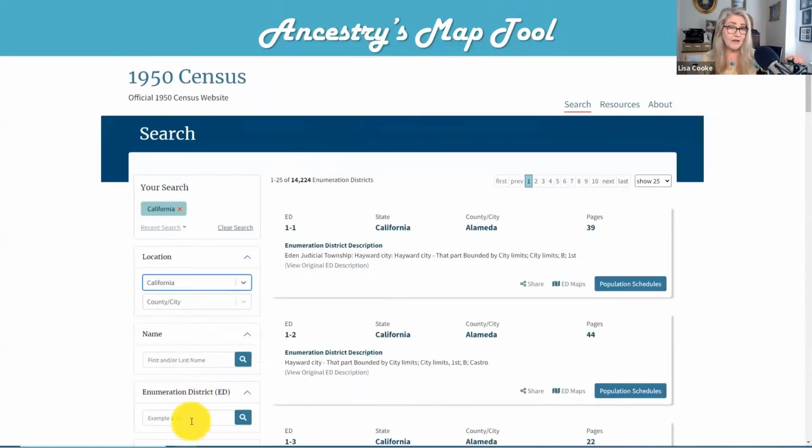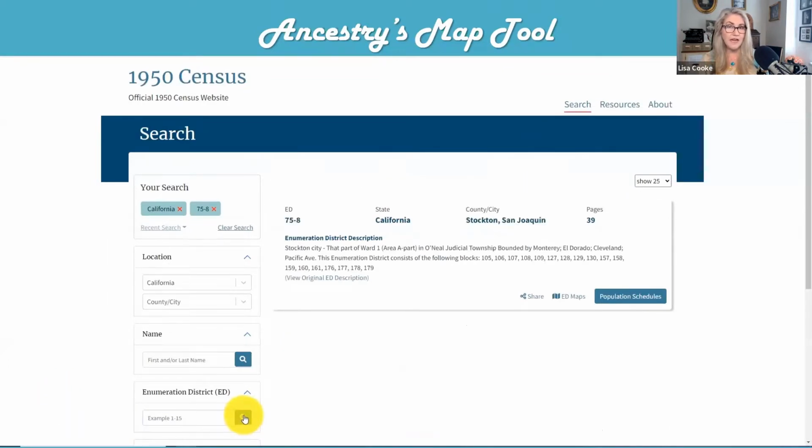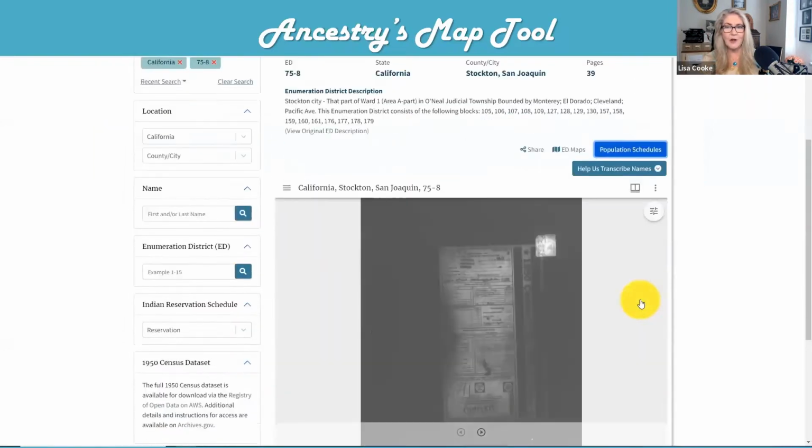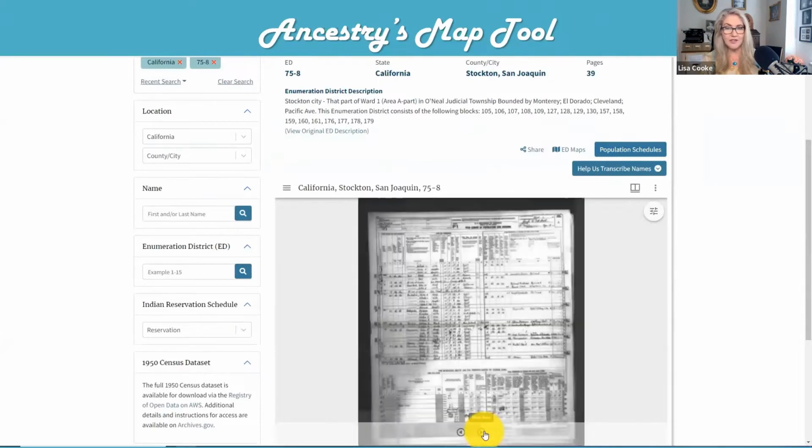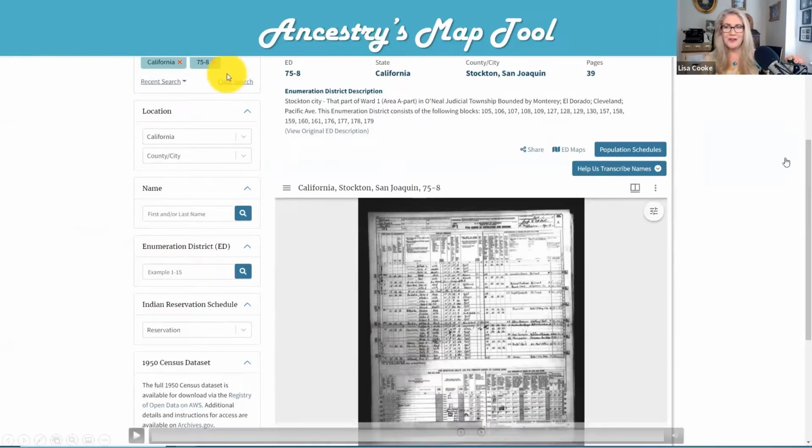Back at the National Archives then, once I know that ED number, I can put in the state and just go back here and check. Remember, it was 75-8. We're going to type in 75-8 in the ED field at the National Archives search page for 1950. And instantaneously, I get exactly the collection that I need. If we click population schedules, now we are looking at the pages of ED 75-8 in Stockton, California. So from that, I can just start browsing if I want to and look for people, including my grandparents who were there at that time.